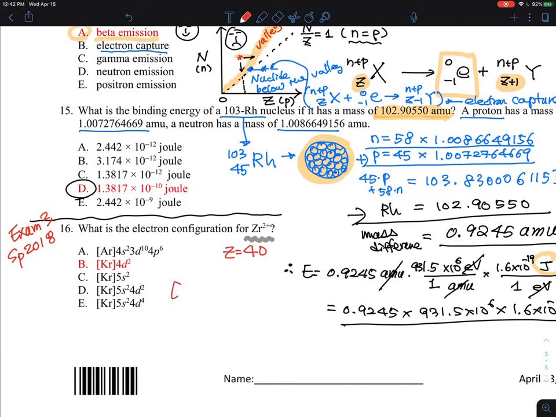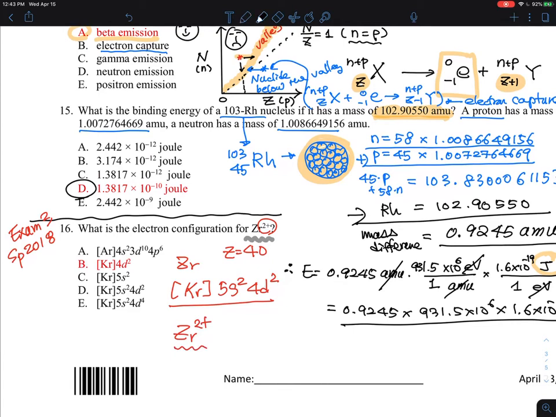And zirconium itself, what is it? The closest noble gas is krypton, Kr. And then you have 5s2, and 4d2. Okay, and then you need to get rid of 2 electrons, right? Your zirconium is 2+. So which one do you remove?